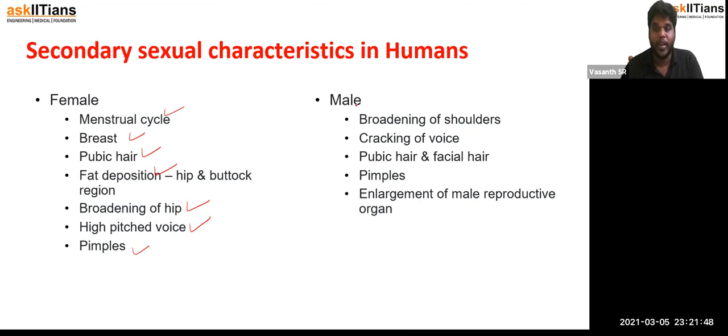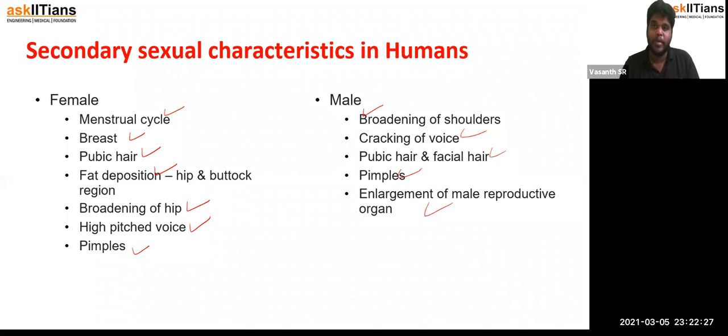In the same way, only a few things are not present over here. Broadening of shoulders, because men are muscular and masculine in nature, and they should do more work. They are more laborious and work oriented. So they should have broadening shoulders. This broadening of shoulders will help them perform more weightlifting and work. Pimples are something we have seen again, along with cracking of voice and enlargement of the male reproductive organ. These are the secondary sexual characteristics that human beings undergo during puberty. I hope you all understood the process.